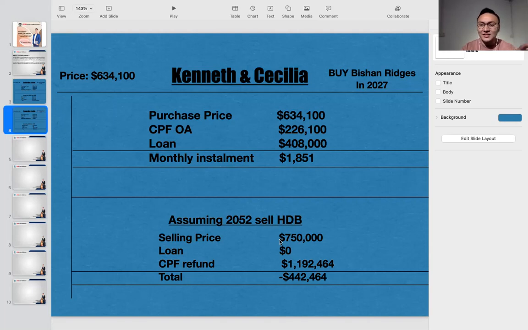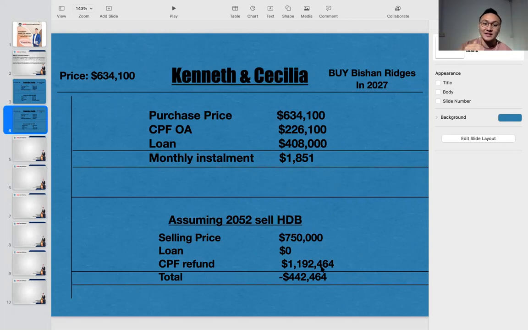For the selling price I'll just use an estimate of 750K. It could be higher, maybe 1 million or so. It's still higher than my purchase price, so we made about 100K conservatively. This is extremely conservative. By then our loan will be zero, and you can see our CPF refund will be close to $1.2 million. It is 1.192 million over the years.